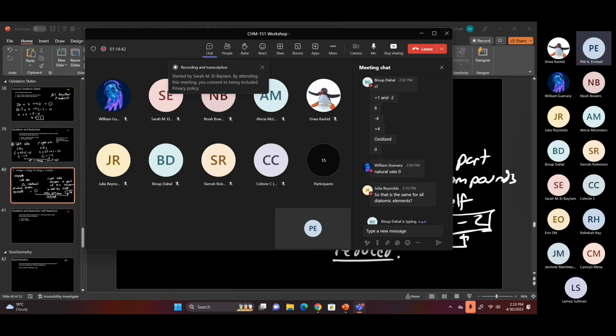And yes, that is the same for all diatomic elements. There are, I believe, 7 diatomic elements they ask you to know. All of the diatomic elements at standard state are automatic 0. So hydrogen, oxygen, chlorine, bromine, fluorine, iodine, all of those are automatic 0s if they're by themselves. And any element on its own at standard state is automatic 0 unless they give you a charge. Okay, so you got to be a little careful about that.